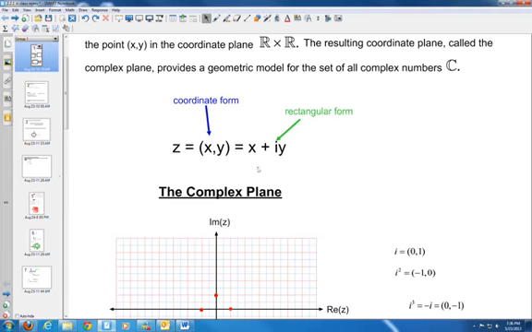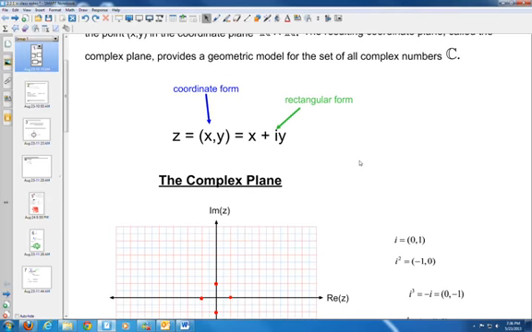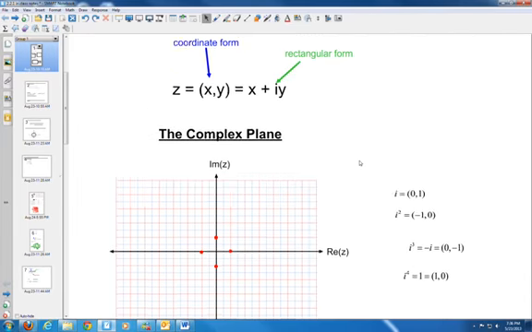So again, when a complex number is in the form x comma y, we call that the coordinate form, and x plus iy, we call that the rectangular form. Later on, in the next section and in this section, we'll look at some other forms of complex numbers, so it's important to understand the terminology.